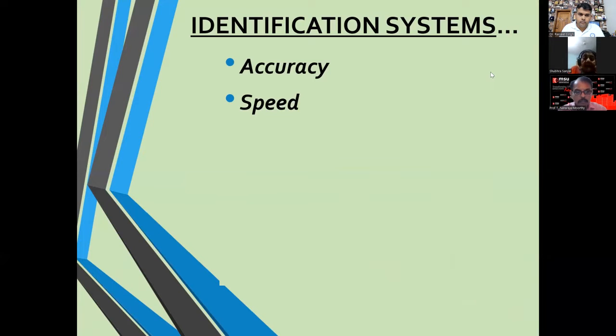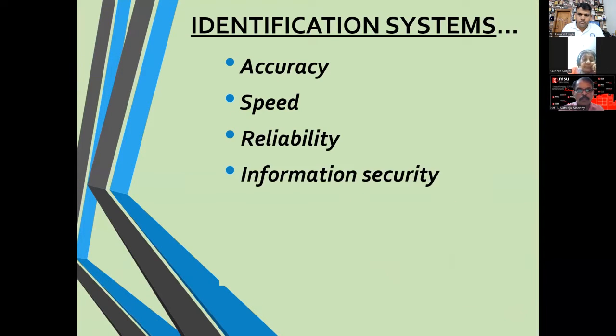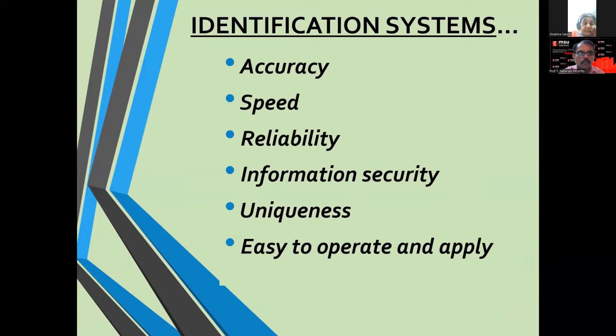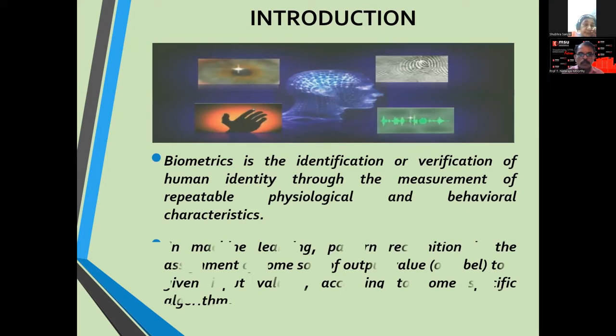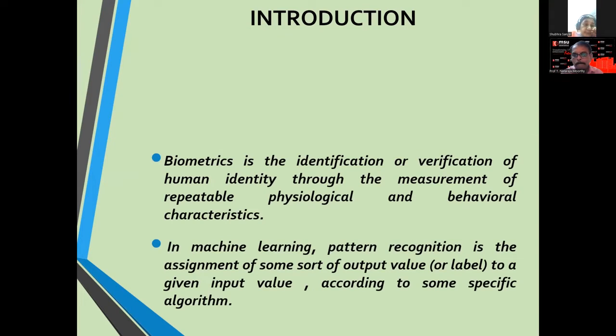The identification systems involve accuracy, speed, reliability, information security, uniqueness, and ease of operation and application. Biometrics is identification or verification of human identity through the measurement of repeatable physiological and behavioral characteristics. Machine learning pattern recognition is the assignment of some sort of output value or label to a given input value according to some specific algorithm.